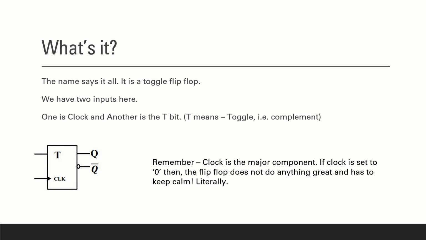What are all the inputs here? What are all the outputs here? We have two inputs and two outputs as I have shown you in the diagram in front of you. The inputs are the T bit and clock. T is the toggle bit. Clock is the major component. Remember, this is the most fundamental learning in any flip-flop. If clock is not set, if clock is 0, the flip-flop doesn't do anything. It actually stays calm. Remember it, clock has to be 1 for you to get anything meaningful in a flip-flop. That's the most important fundamental that you need to remember.